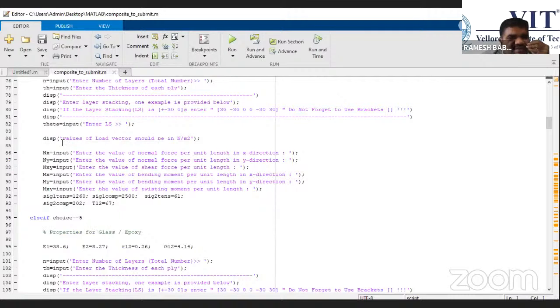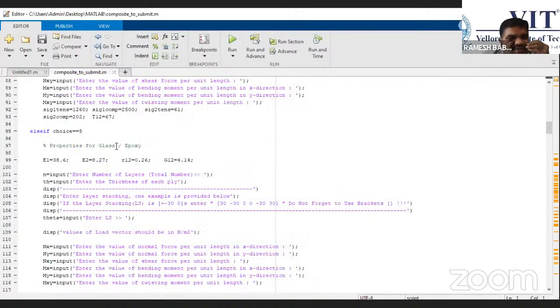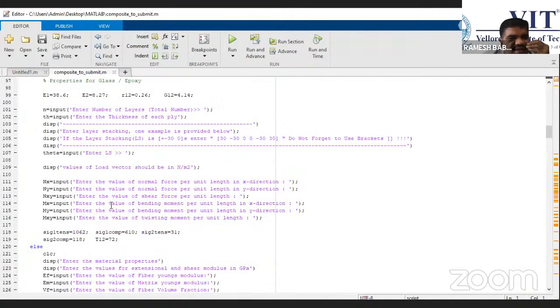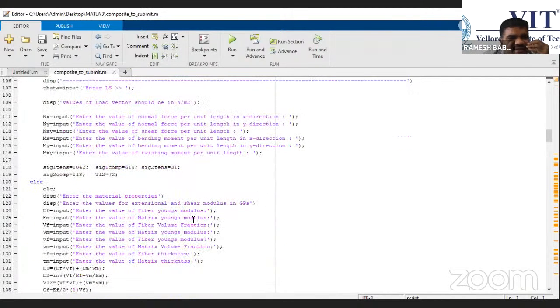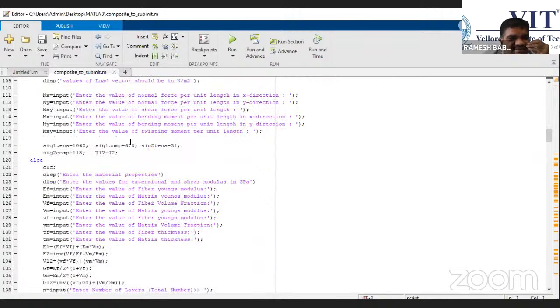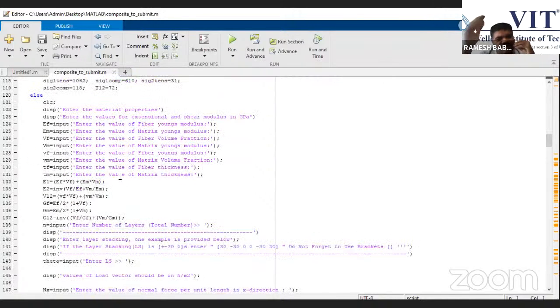So then choice 5 will be the properties of glass epoxy. For this, this is how we can give these inputs. And finally, a new material, where you can give all the properties by yourself. So in this way, whatever element you have considered, for that element we can do it.